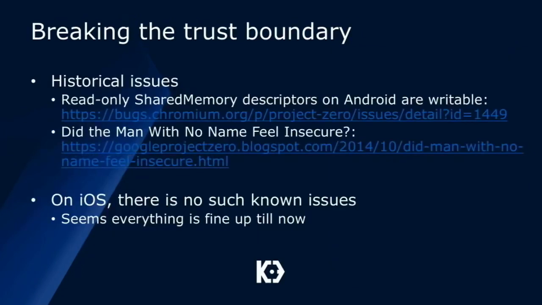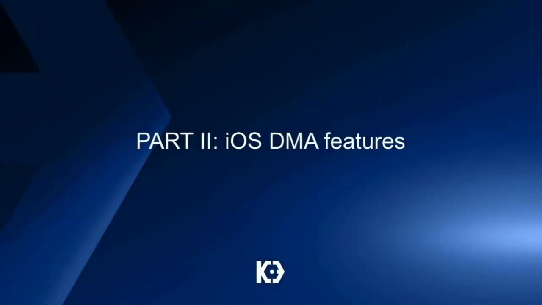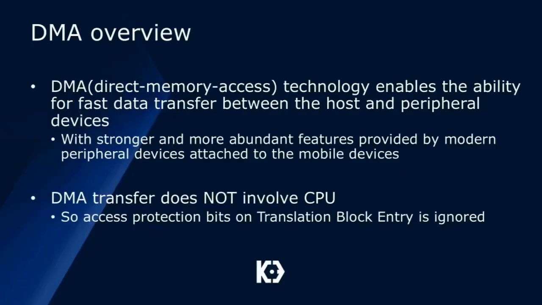And of course, there are some historical issues. For example, the first one referred to Android shared memory being made writable and causing some issues, and the second one is on the Windows platform. However, you will notice that on the iOS platform, there are no such known issues, so we have to research on our own. The next part will cover the iOS DMA features.